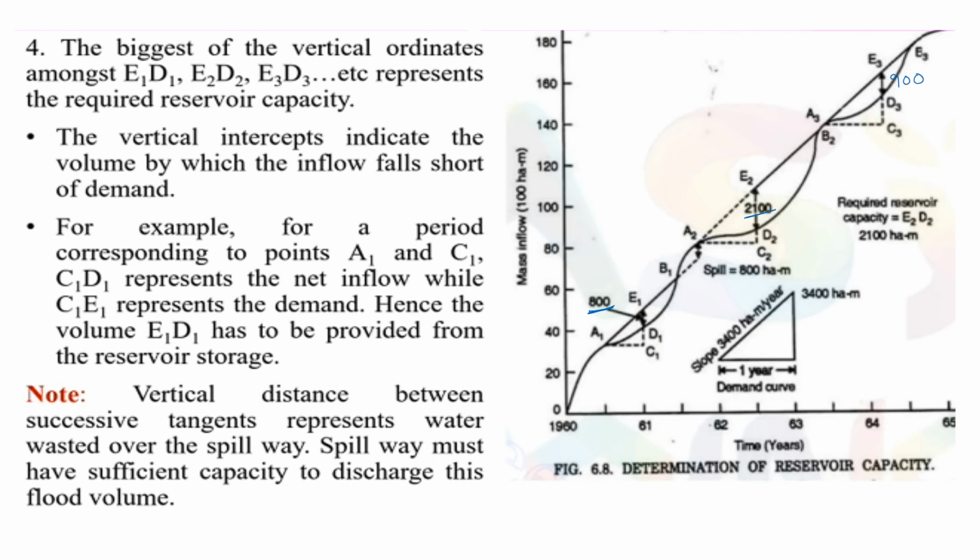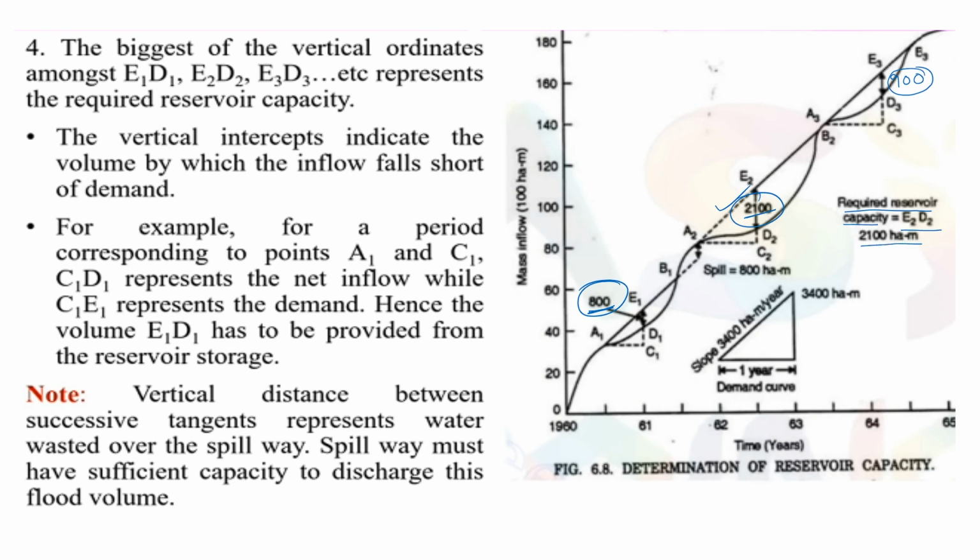If there are 4 vertical intercepts, we need to compare 4. If there are 5, then we need to compare these 5. And here there are only 3 vertical intercepts. Among these, we need to select the vertical intercept which has the maximum value. Here it is 2100, that is E2 D2, the maximum vertical intercept. So that vertical intercept will be the required reservoir capacity. So in this particular example, the required reservoir capacity is E2 D2, that is 2100 hectare meter.